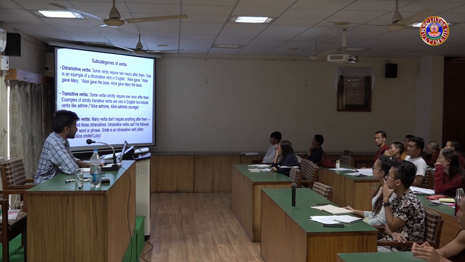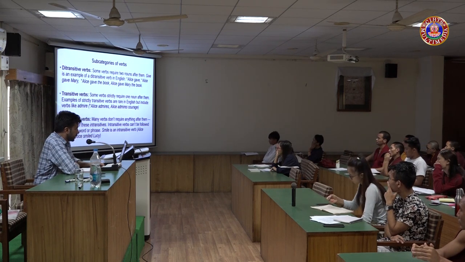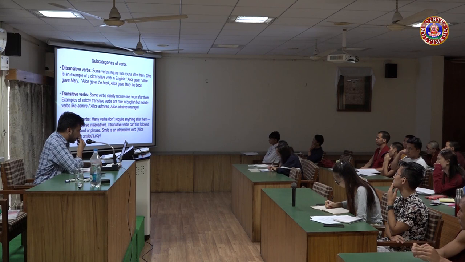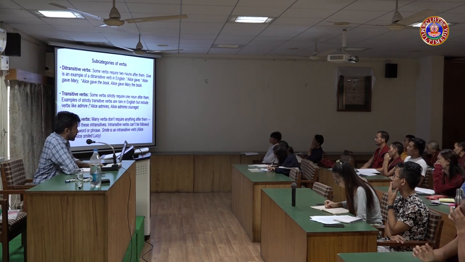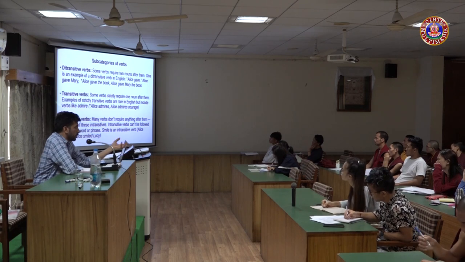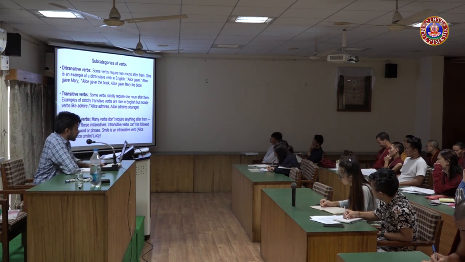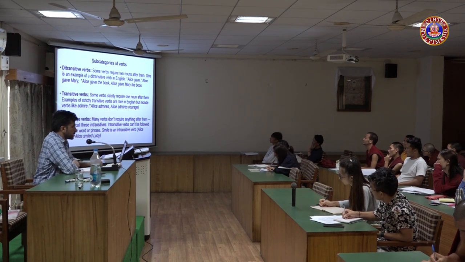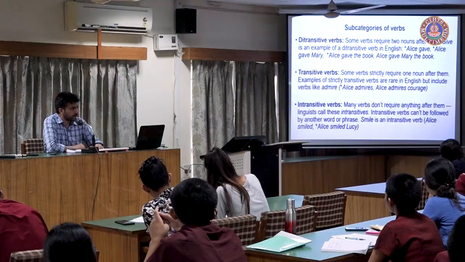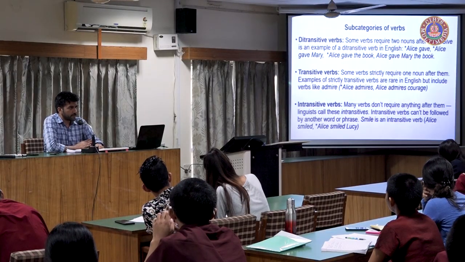Transitive verbs require one noun after, just one noun. Alice admires courage. So the subject followed by a verb is followed by another noun who will receive the action. Alice admires what? Courage. Alice admires courage. Intransitive verbs don't require anything after the verbs.